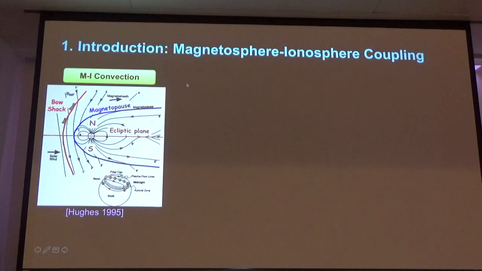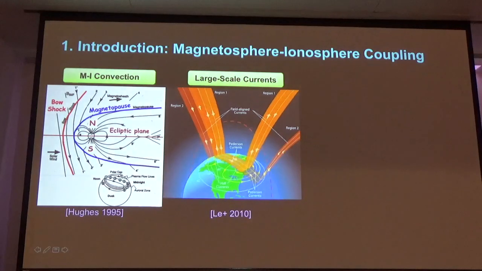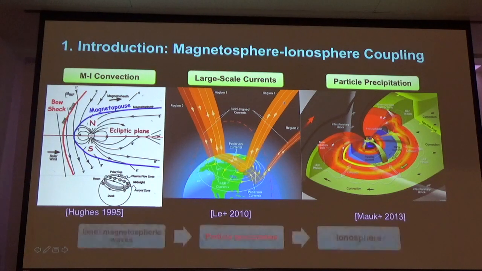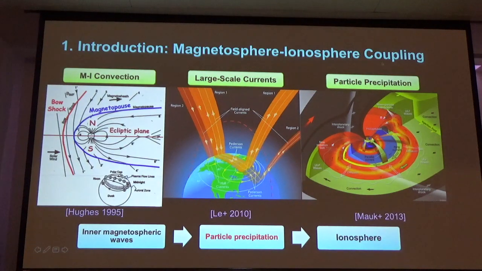So as we know, the magnetosphere and ionosphere is a fully coupled system, which is also highly complicated. They're coupled through the convection electric fields, and they're also coupled through the large-scale currents, such as region 1 and region 2 currents, which are connected through the ionospheric currents. Moreover, particles trapped in the magnetosphere can precipitate into the upper atmosphere, deposit their energy and cause ionization. So in this tutorial, I'm going to focus on the MI-coupling aspects regarding the particle precipitation, because it naturally and closely connects the inner magnetospheric waves and the ionosphere.